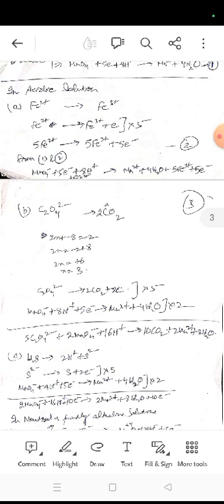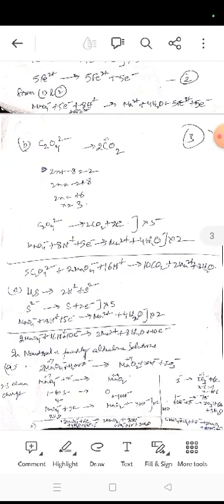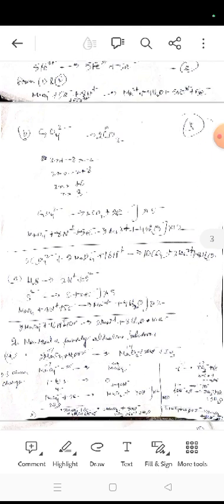Then H2S gives you 2H+ plus sulfide, and this sulfide is converted to sulfur. So 2 electrons are lost again. In the first equation 5 electrons are gained. To balance the electrons, that equation is multiplied by 2 and sulfide to sulfur is multiplied by 5. In this way we get the balanced equation: 2MnO4- plus 16H+ plus 10 electrons gives you 2Mn2+ plus 8H2O, plus 10 electrons.